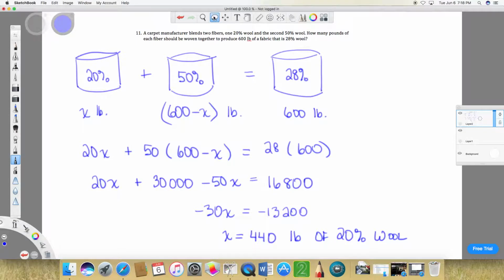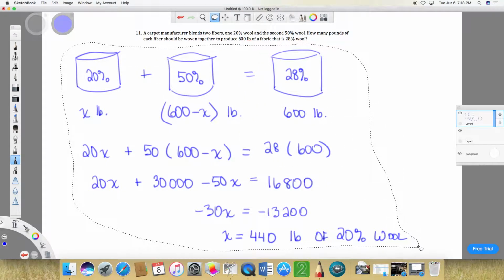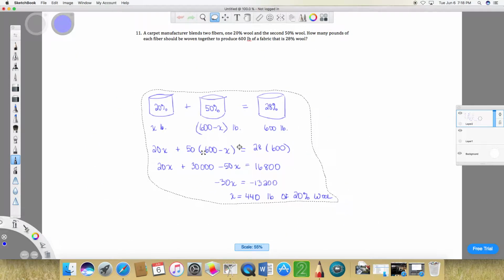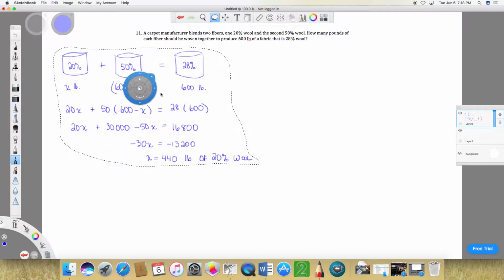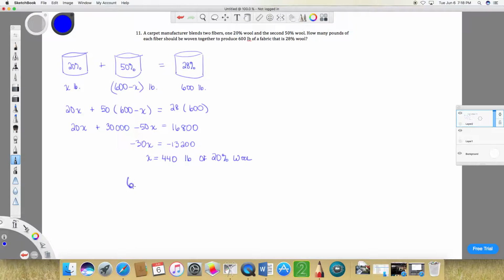And it wants the other amount as well, the 50% wool. So the 600 minus X, 600 minus this, is 160 pounds of this 50% wool fiber. All right.